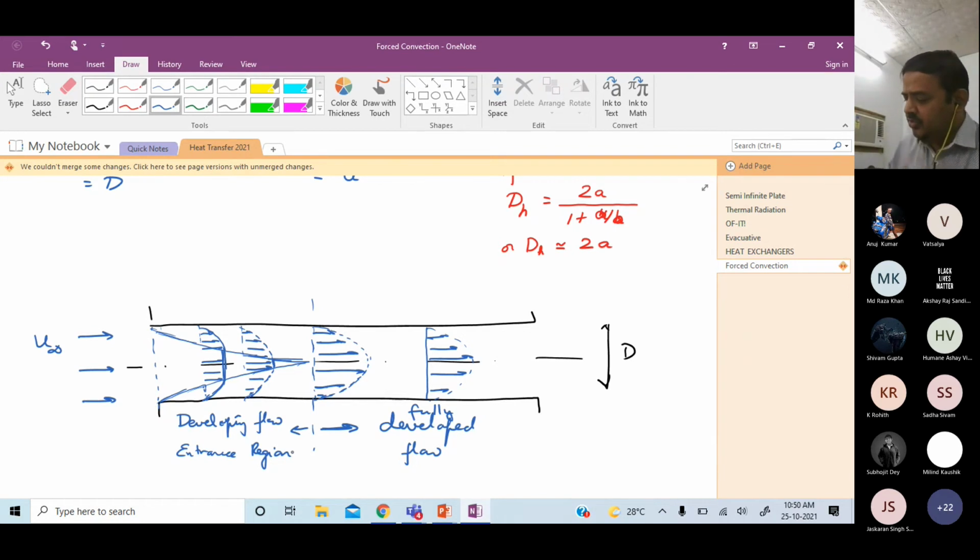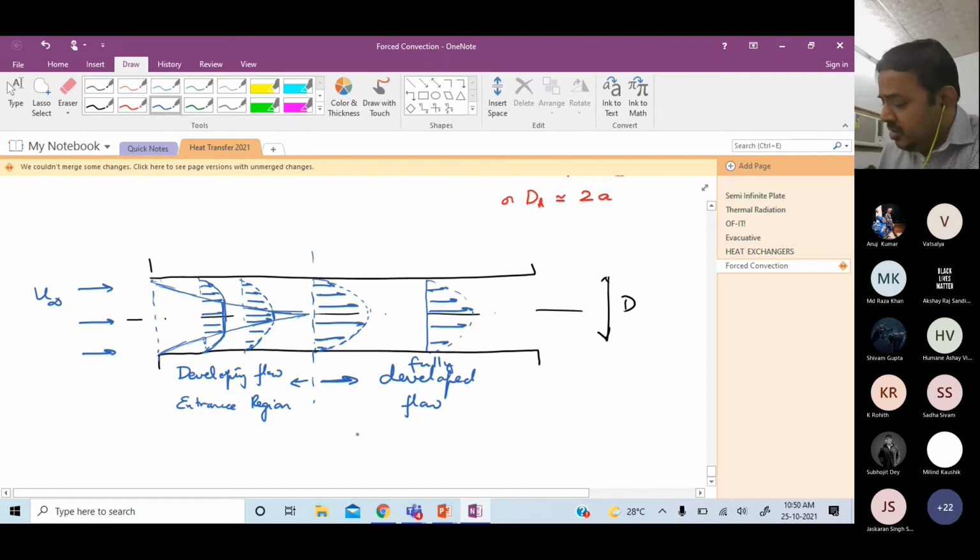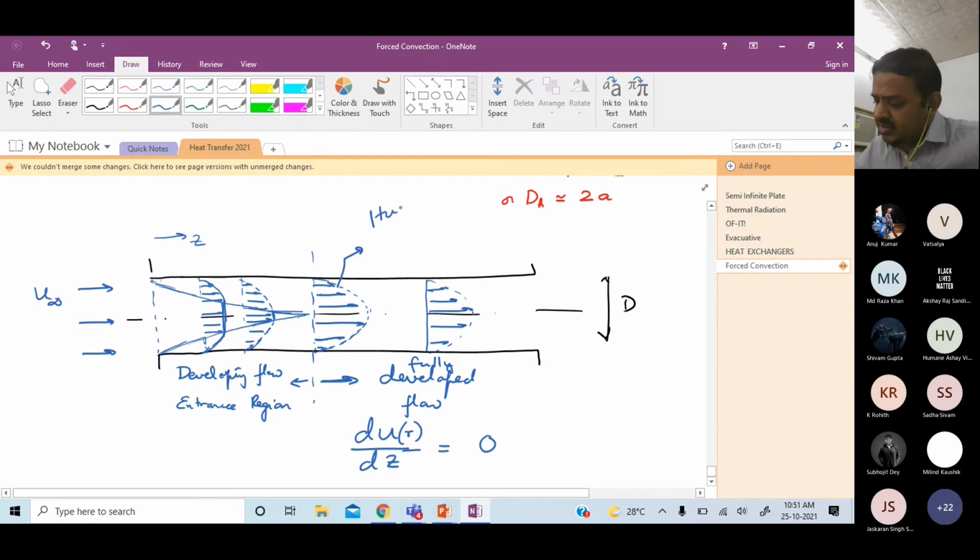So in fully developed flow, what happens? Mathematically, what do we mean? We mean that del U by del Z equals 0. The velocity does not change with Z. Whatever is the velocity at any point, U_r is, of course, going to be 0. This flow profile is known as Hagen-Poiseuille flow, after the two people who solved this.